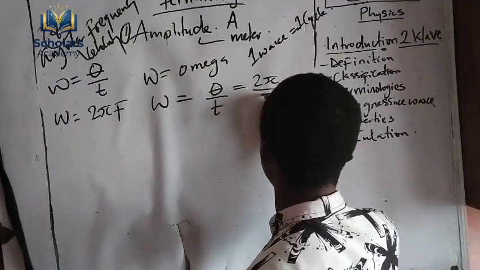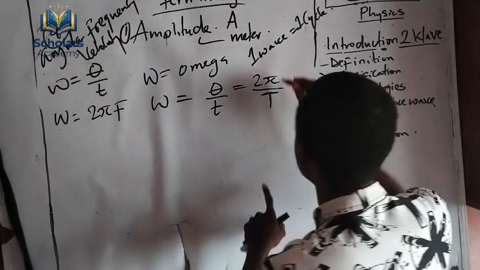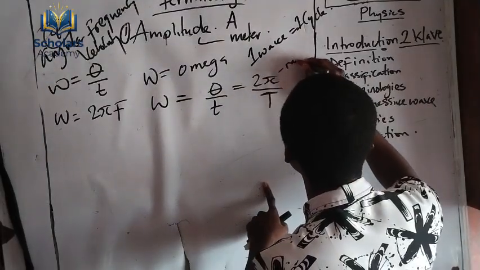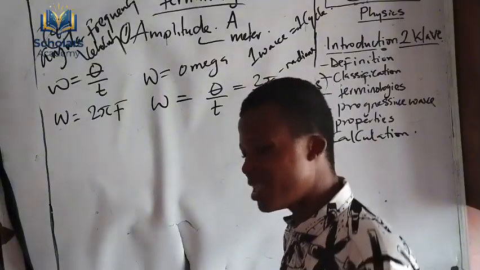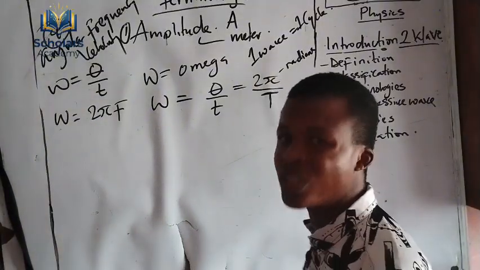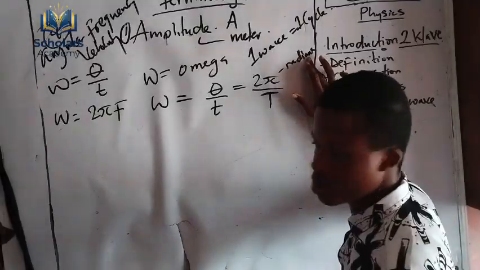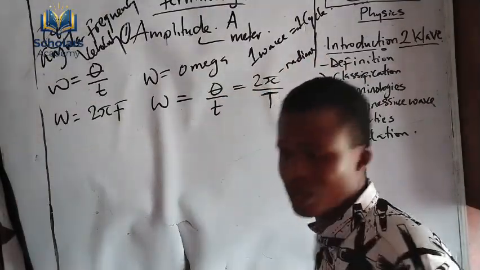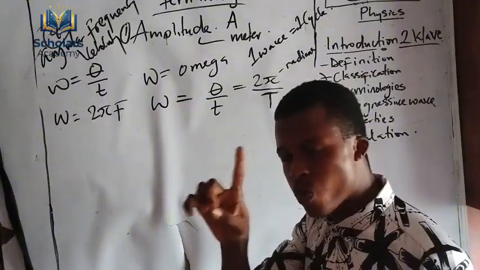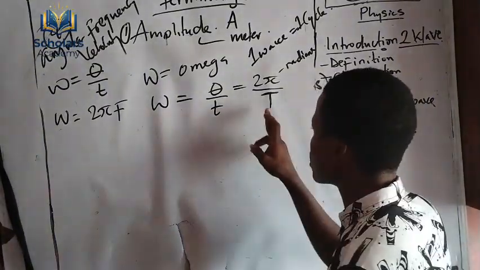So that will be capital letter T. So this 2 pi, that's the angular displacement. This pi here represents radians. We all know that angle can be measured in degrees and can also be measured in radians. So here we measure our angles in radians. So 2 pi radians is the angle that is covered when one wave is being completed. And the time required to complete one wave, that's period.